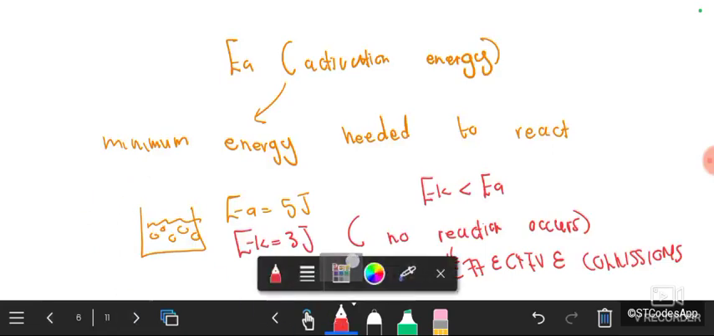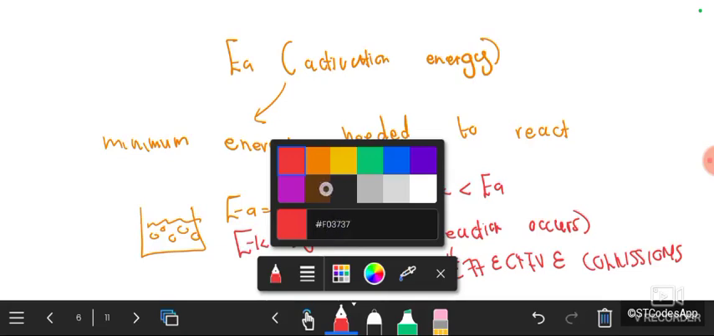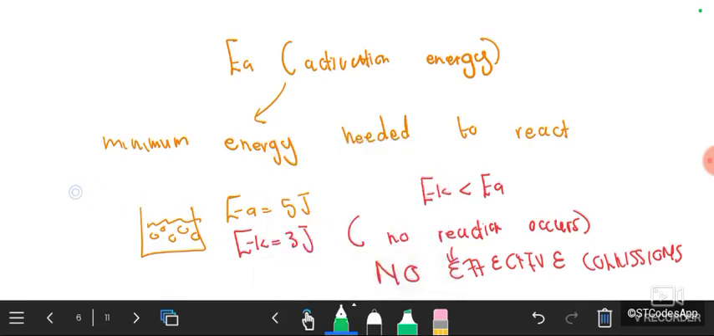In scenario number 2 now, this is what you have. Let's say, for example, let's take green. The activation energy is still kept as 5, which is a made-up number, but you don't need to worry about that. EA, let's say, is still kept at 5 joules.